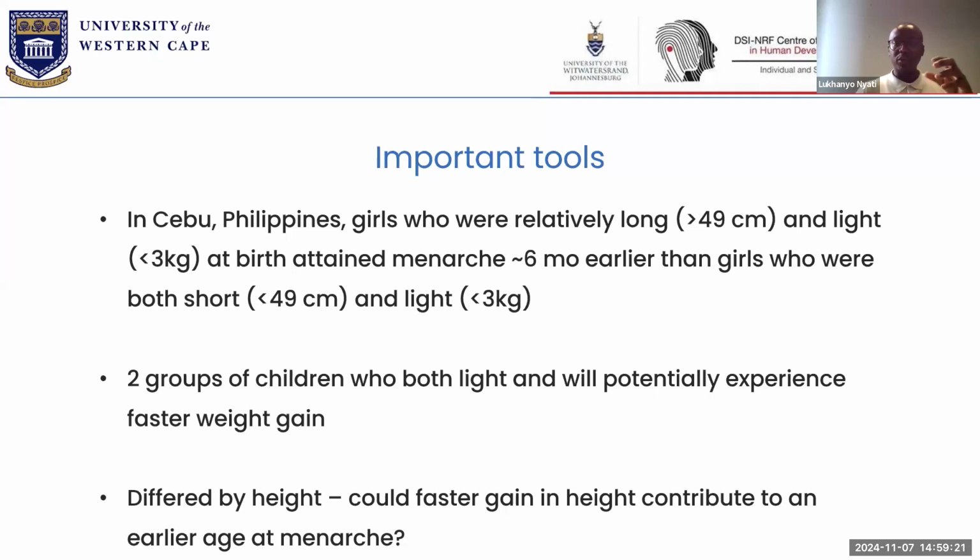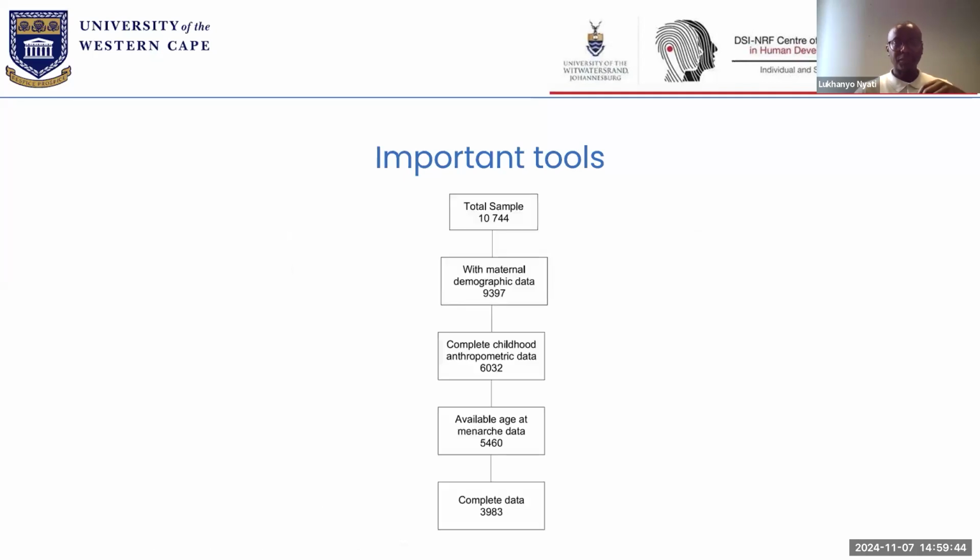Remember, I said we want to reduce the prevalence of stunting by improving the heights of children. But if this data is showing us that children who are born taller are more likely to have earlier menarche compared to those who are born shorter, what does that mean in terms of our public health messaging?